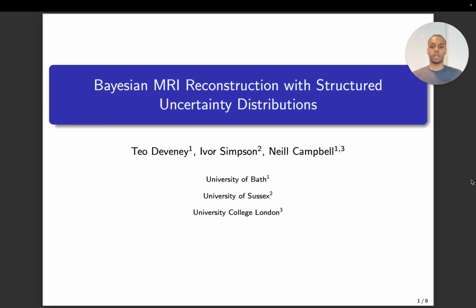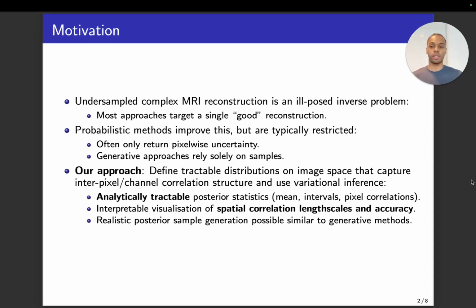Today I'm going to introduce our work on Bayesian MRI reconstruction with structured uncertainty distributions, which is joint work with Ivor Simpson and Neill Campbell. Our motivations for this work are outlined here. I will not go through them in detail due to time constraints.